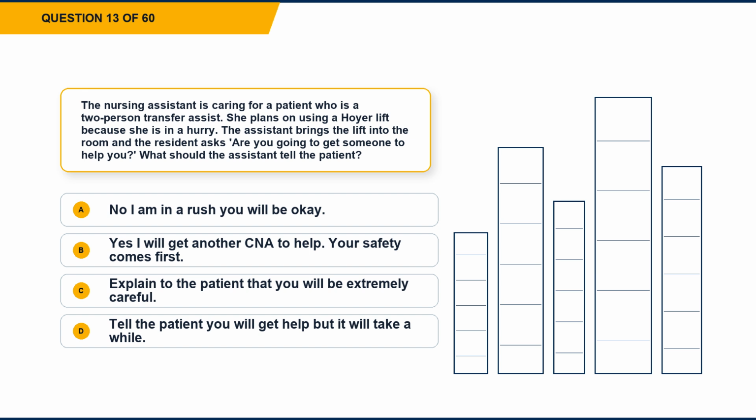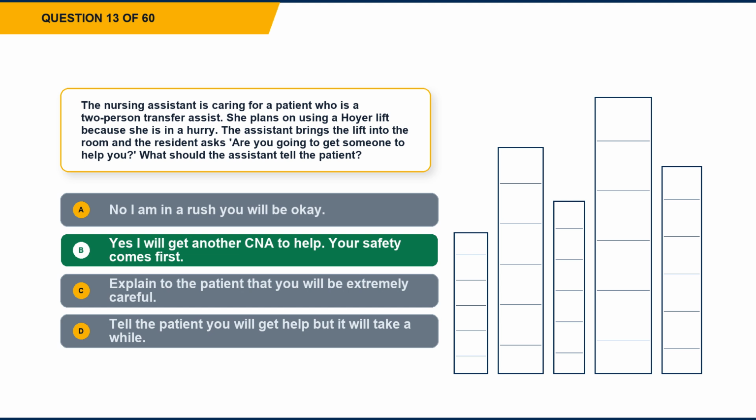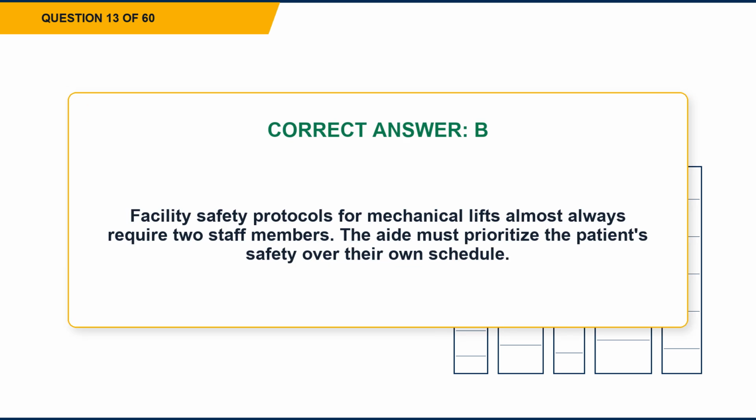Option A, "No, I am in a rush, you will be okay." Option B, "Yes, I will get another CNA to help. Your safety comes first." Option C, "Explain to the patient that you will be extremely careful." Option D, "Tell the patient you will get help but it will take a while." The correct answer is option B, "Yes, I will get another CNA to help. Your safety comes first." Explanation. Facility safety protocols for mechanical lifts almost always require two staff members. The aide must prioritize the patient's safety over their own schedule.